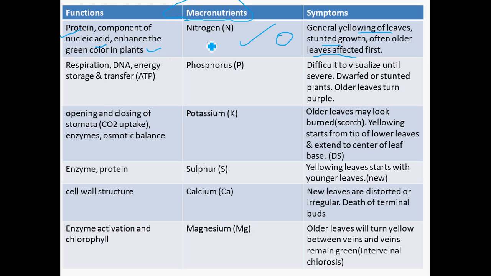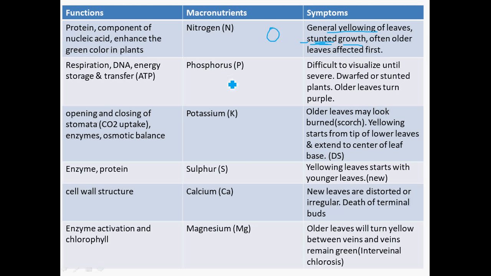So when there is a lack of nitrogen, there would be no proper protein available for plants. Because of this, the growth of the plant would be slow, and stunted means slow growth of the plant. Because of the stunted growth, yellowing of leaves occurs, and it also affects older leaves first.